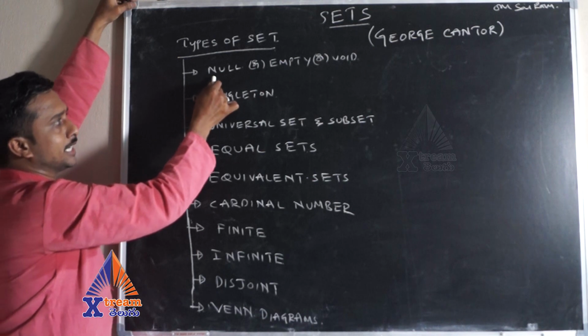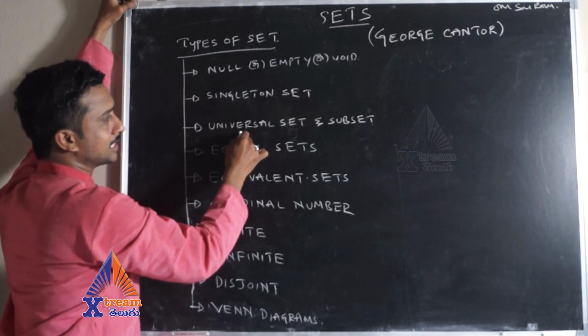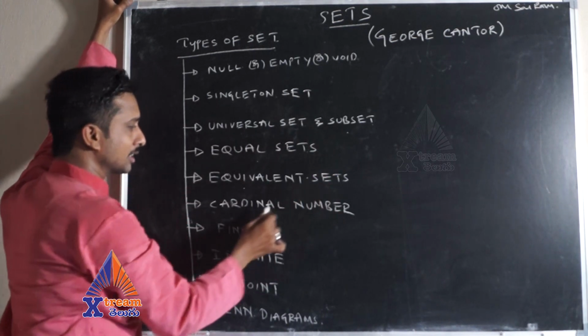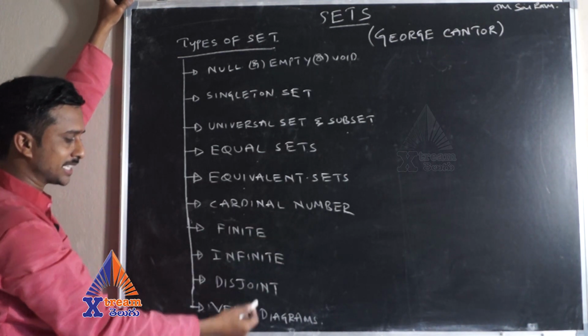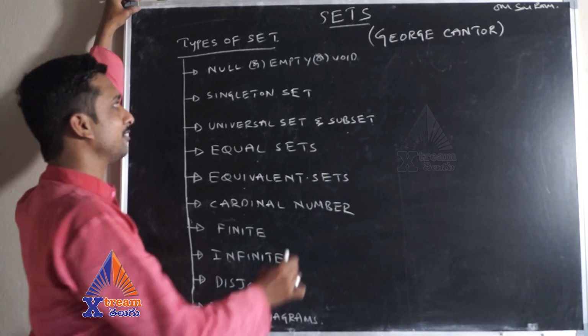So there are null set, singleton set, universal set, subset, equal sets, equivalent set, cardinal number, finite sets, infinite set, disjoint sets, and we'll discuss the Venn diagrams also. So one by one we'll see.